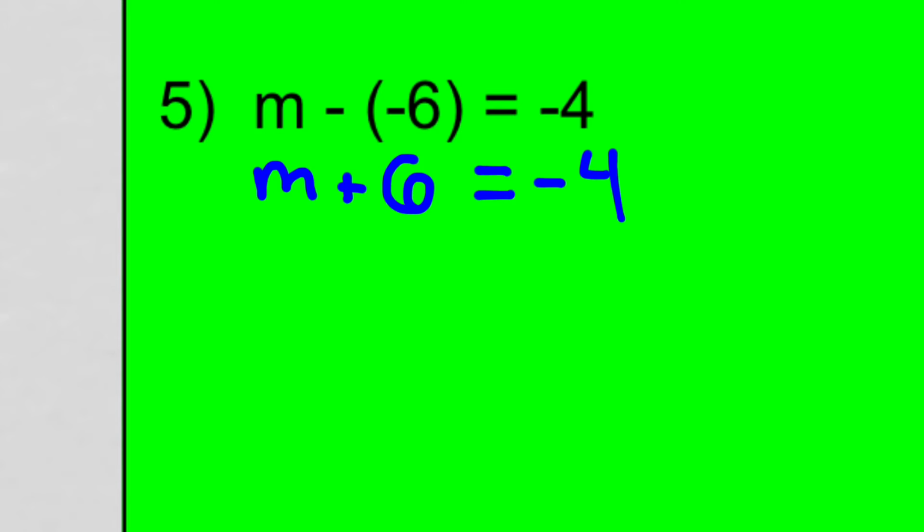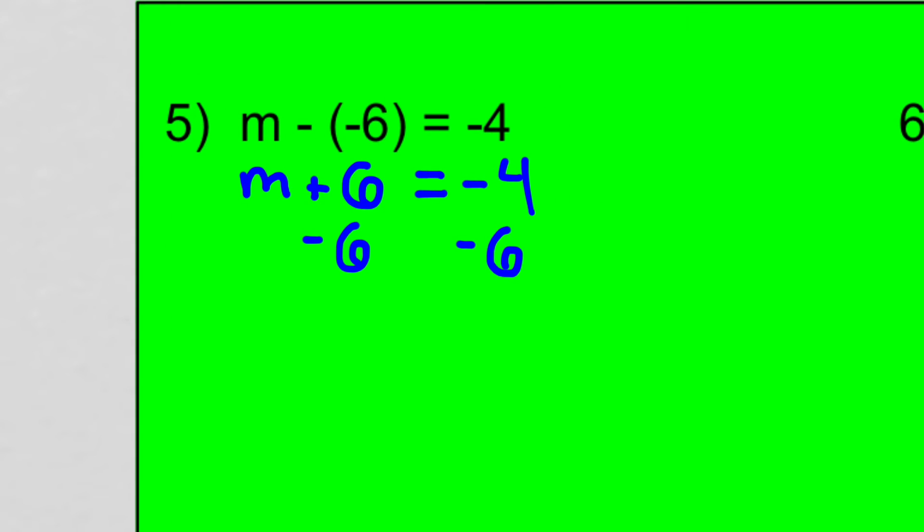I want to make plus 6 go away, so I have the m by itself. The way I do that is by subtracting 6. And if I subtract 6 there, I have to subtract 6 on the other side of the equal sign. Okay, I still have m. This goes away, which is what I want, equals negative 4 and negative 6. The signs are the same, so I add them. And that's negative 10.